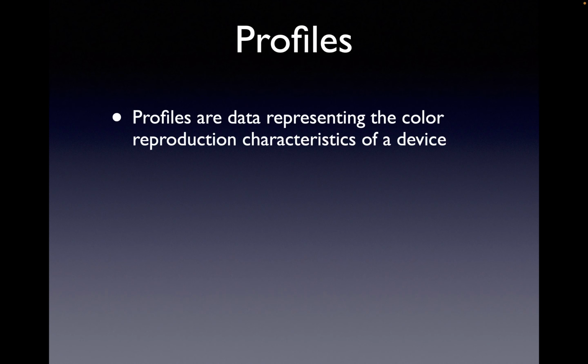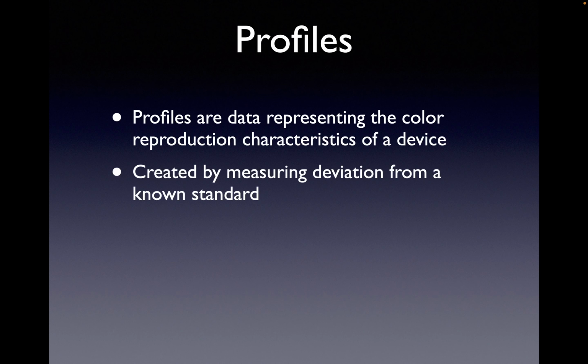Profiles. So profiles are the data that's representing the color reproduction characteristics of a device. It does the measurement part of it, however, it's created by measuring a known version. So when you use your monitor calibrator, or we're actually going to do one for a camera, the software knows what the colors really should be. What it's measuring is the deviation from that color, and it takes the difference between what it should be and what it's measuring, and builds a table to undo that deviation.